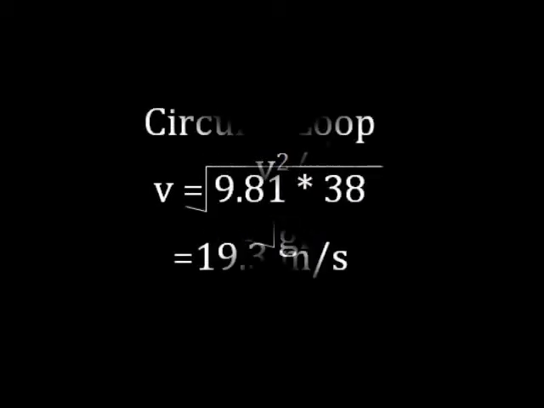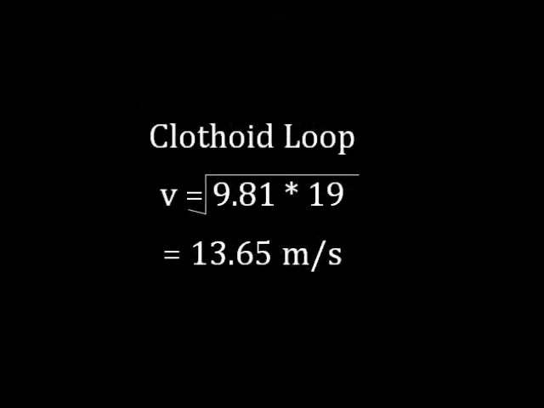Now, if you rearrange the equation to find velocity, velocity would equal the square root of gravity times the radius. Now, for the circular loop, if you insert the radius into the equation, the speed will be 19.3 meters per second. And if you insert the clothoid loop radius, the speed will be 13.65 meters per second. As you can see, the circular loop requires more speed at the top of the loop to continue, which is dangerous for the riders.